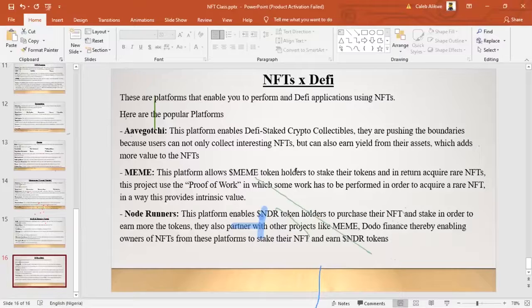Then Nodrunner came out last year. They're a platform that enables people who own the NDR token to purchase the NDR NFT, and they can stake these NFTs they have to earn more tokens. They've also partnered with Meme and Dodo Finance to get the NFTs of these platforms, take them on their platform, and earn NFTs.